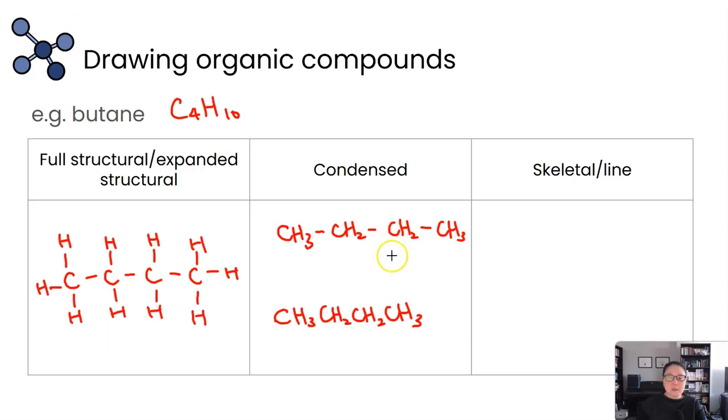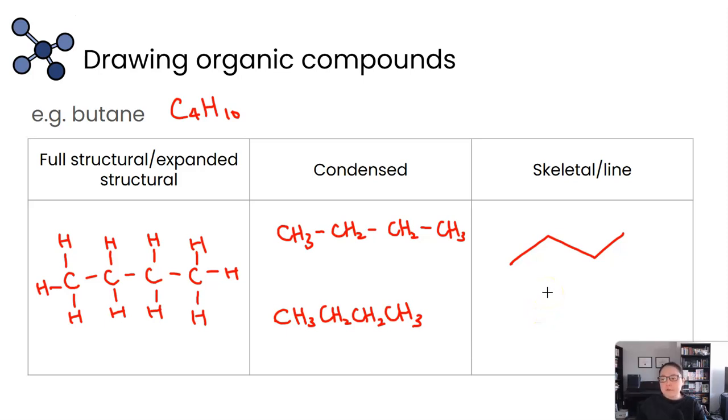Now you can see here, it's easy to see what the groupings are and where all the hydrogens are going, so it is easier to keep track of what some of these functional groups are without losing track of where the hydrogens are as well. Now my favorite is the skeletal or line, and you'll see why. This is what a line diagram looks like. You can see how simple it is.